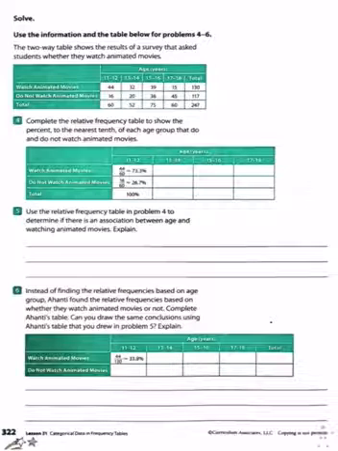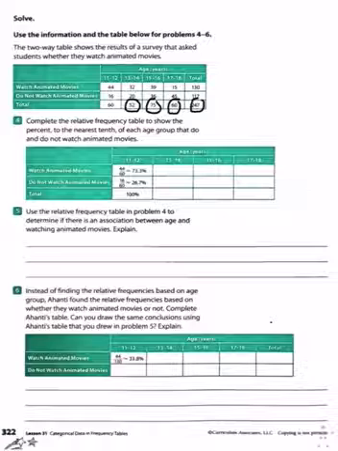Number 4, complete the relative frequency table to show the percent to the nearest tenth of each age group that do and do not watch animated movies. So we take our fraction just like they set up, 44 over the total 60, and divide and times 100 and get 73.3%. We're going to do the same thing, except we have to remember to use our totals down across the bottom. So I do 32 divided by 52 times 100 gives me 61.5%.